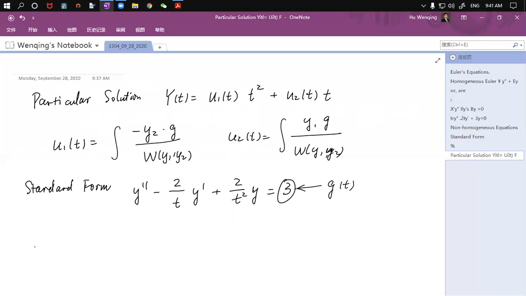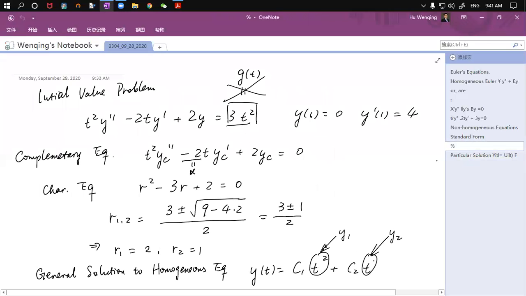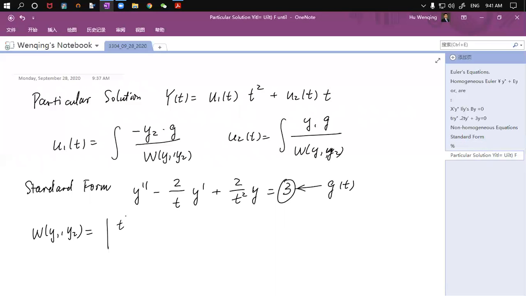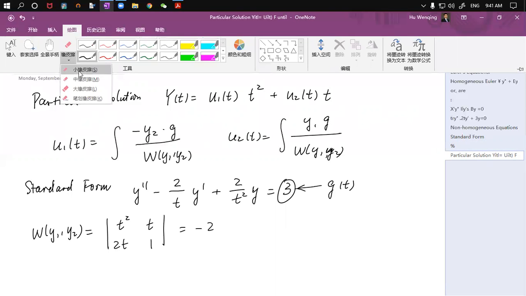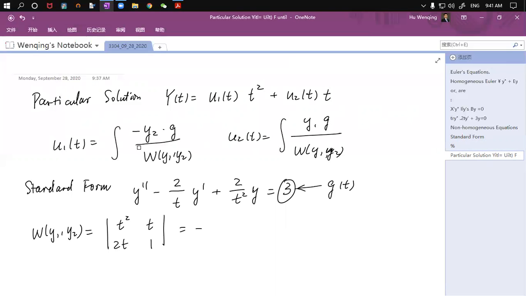With that at hand, you also have to calculate the Wronskian, but the Wronskian is very easy to calculate. Remember, y1 is t squared, y2 is t. So that's t squared and t, and the derivatives are 2t and 1. So that's t squared minus 2t squared, so that's minus t squared. So that's the Wronskian.